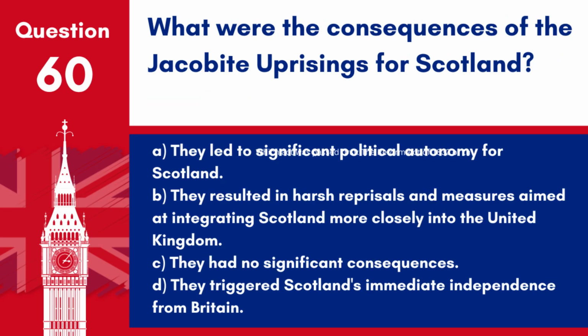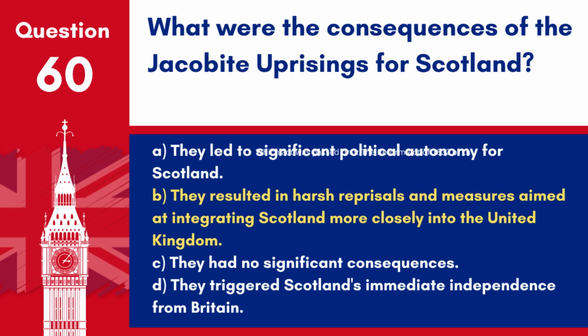Question 60. What were the consequences of the Jacobite uprisings for Scotland? A. They led to significant political autonomy for Scotland. B. They resulted in harsh reprisals and measures aimed at integrating Scotland more closely into the United Kingdom. C. They had no significant consequences. D. They triggered Scotland's immediate independence from Britain.